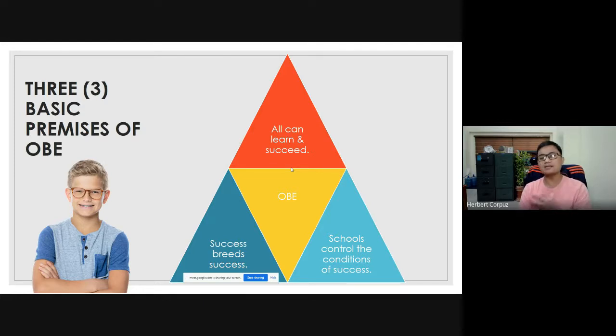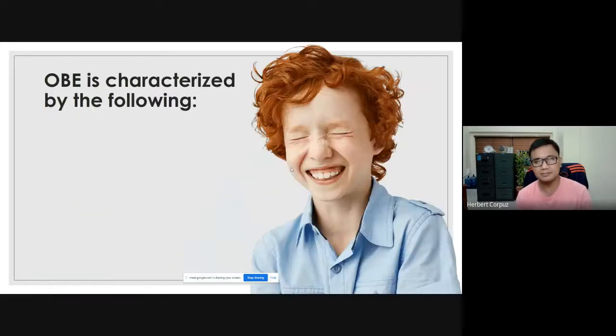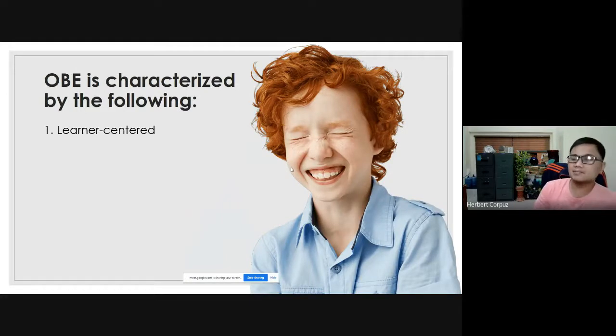Teachers are preparing syllabi or syllabus for each subject. The syllabus itself is one way of controlling the conditions of success. So these are the three basic premises of outcomes-based education. Hence, OBE is characterized by the following. Learner-centered.